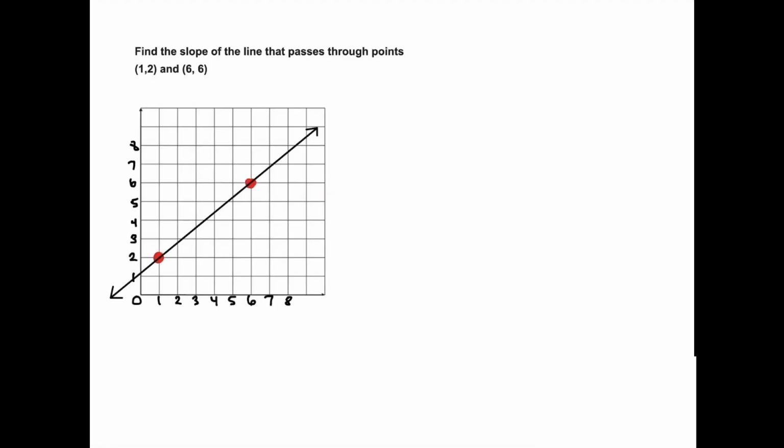Let's go through a few examples. This says to find the slope of a line that passes through the points (1, 2) and (6, 6). There are two methods to find the slope. The first is to use rise over run. What that means is to find the lower point and go up until you reach the same line that the upper point is on. Since we're going up, that's the rise. And we went up 1, 2, 3, 4 units. So our rise is 4.